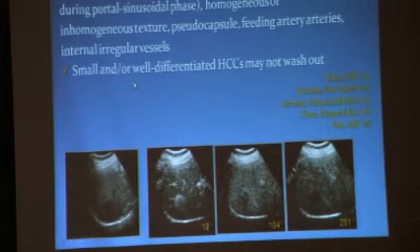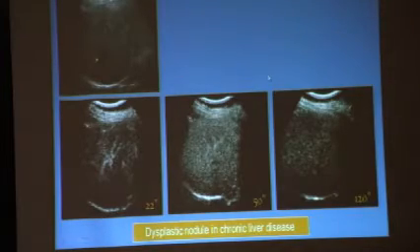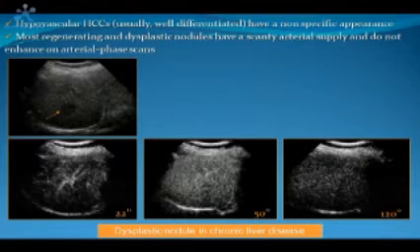We must always consider that small or well-differentiated HCCs may not wash out at all, and this is a limitation for characterization in comparison with the other imaging modalities.